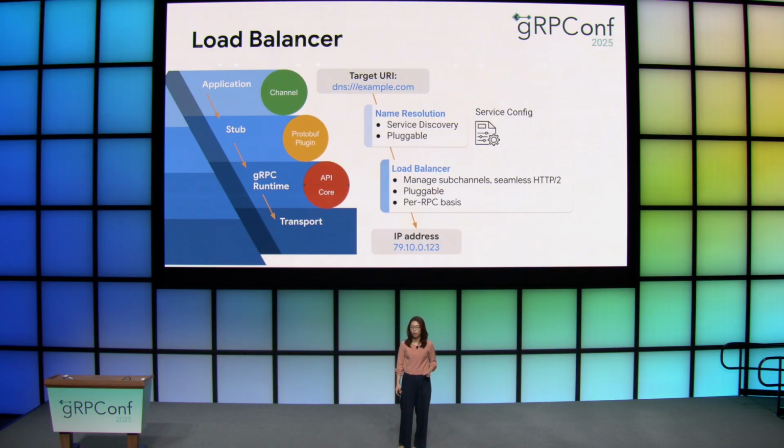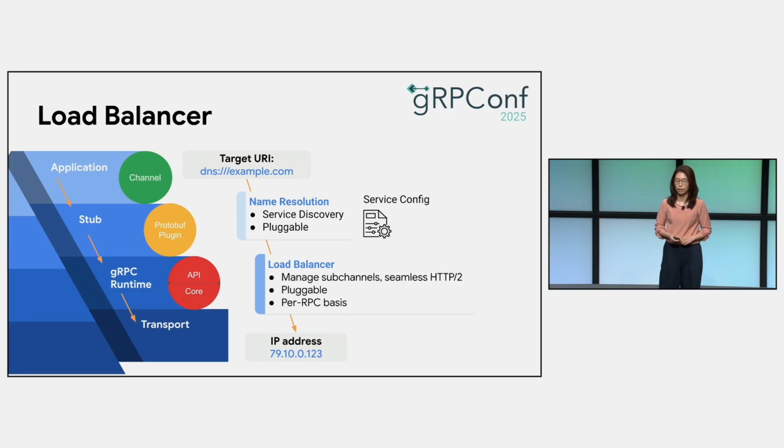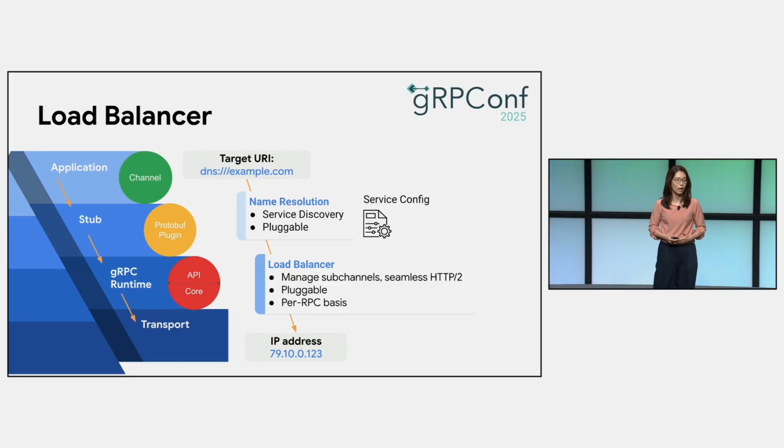gRPC offers built-in load balancing with several common load balancing policies, such as round-robin, weighted round-robin, least request, and the default is pick first. Load balancing is one of the most critical components within gRPC. If you are interested in learning more about how it works and best practices, we have a Birds of Feather at 3:30 today, and we also have another talk from Iswa at 4:10 to deep dive into the load balancing details.